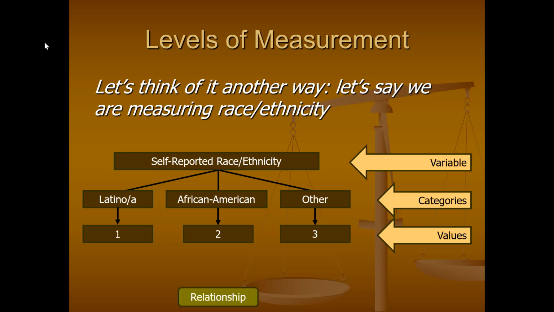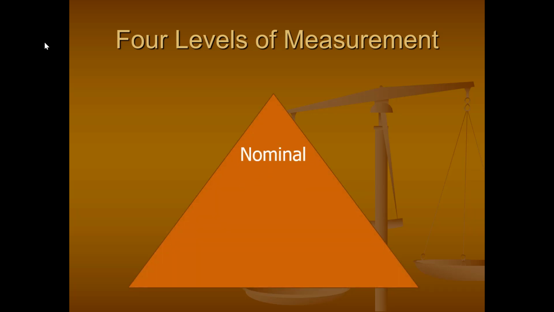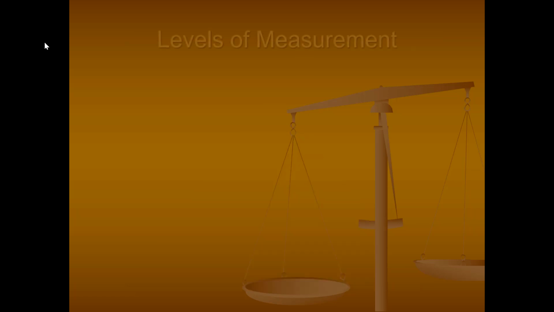But what is the relationship between and among these numbers? What does it mean to be a 1, a 2, and a 3? Does 1 mean better in some way or higher in some way? Well, the answer to that question involves understanding 4 levels of measurement. There's nominal, ordinal, interval, and ratio levels of measurement. Those are the 4 levels of measurement that a variable can be at.